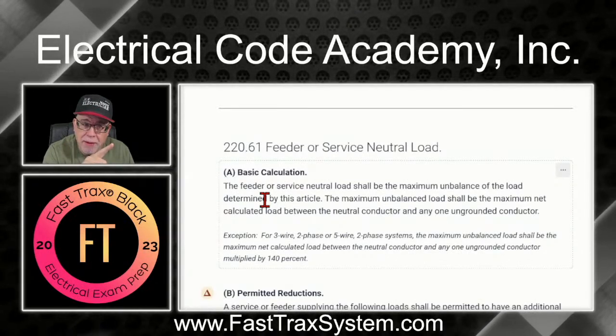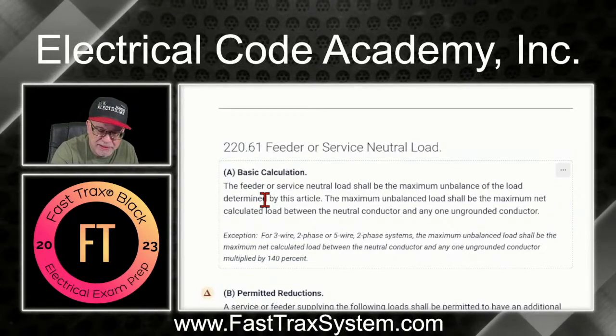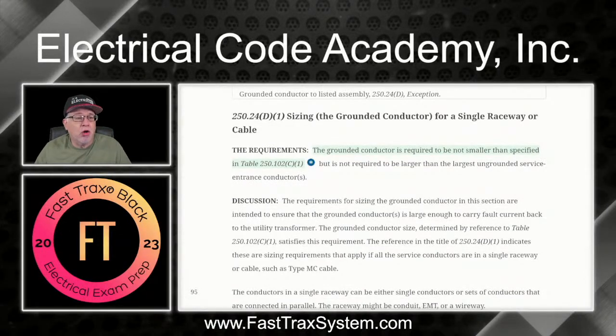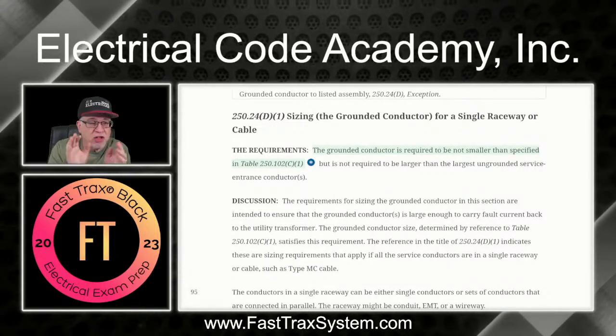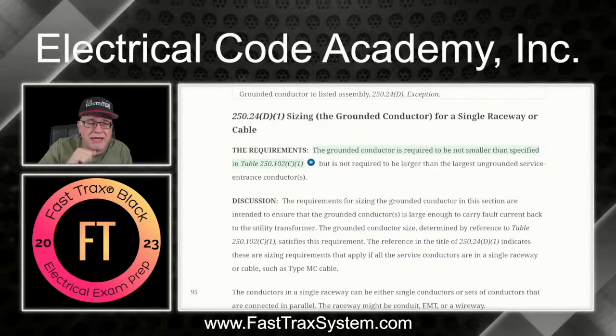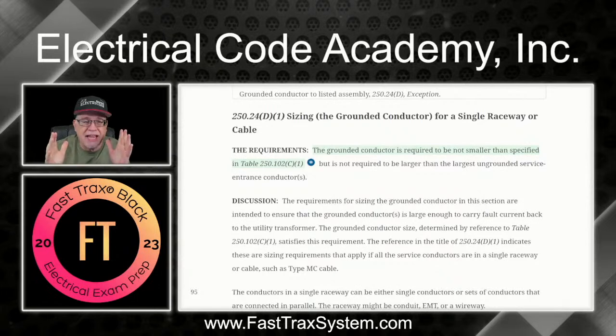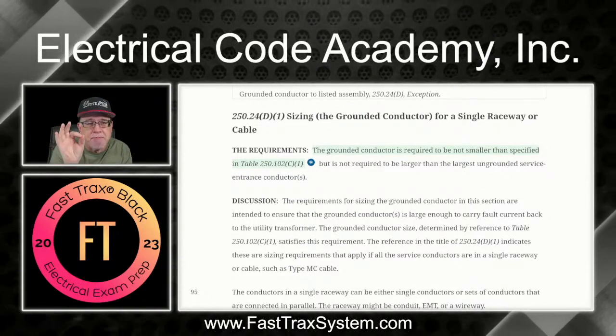Now, we can go back now and see what the minimum size of that grounded conductor has to be. So in your code book, you're going to be looking at 250.24(D)(1). So this is sizing. Now, the first thing we're talking about here is a single raceway or a single cable, or it could also be a single metal wireway connecting two cabinets. If all of my conductors are running through it together in one raceway, then guess what? We're going to follow this rule here for sizing the grounded conductor as a minimum size.